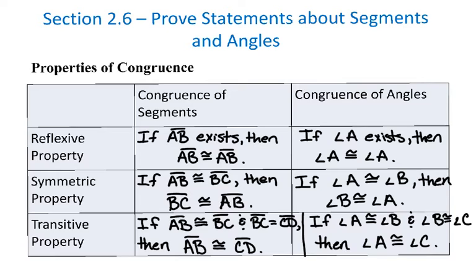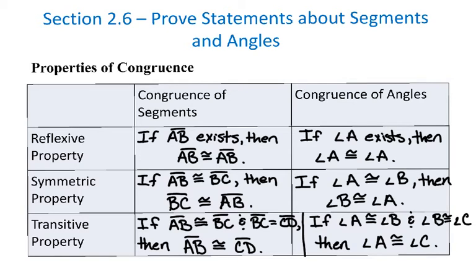All right, let's look at congruence of angles. So if angle A exists, then angle A is congruent to angle A. So just note that the reflexive property is the redundant property, okay? It likes to restate itself. Symmetric property is this right here. If segment AB is congruent to segment BC, then segment BC is congruent to segment AB. So just know that the symmetric property is kind of just a mirror image. It is flipping things across the congruent symbol.